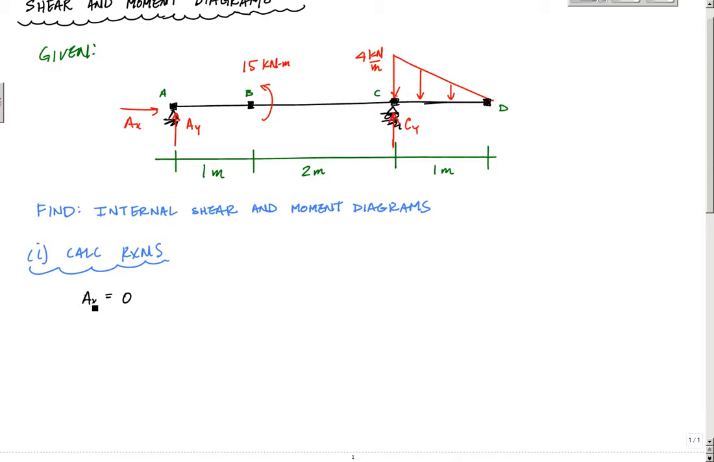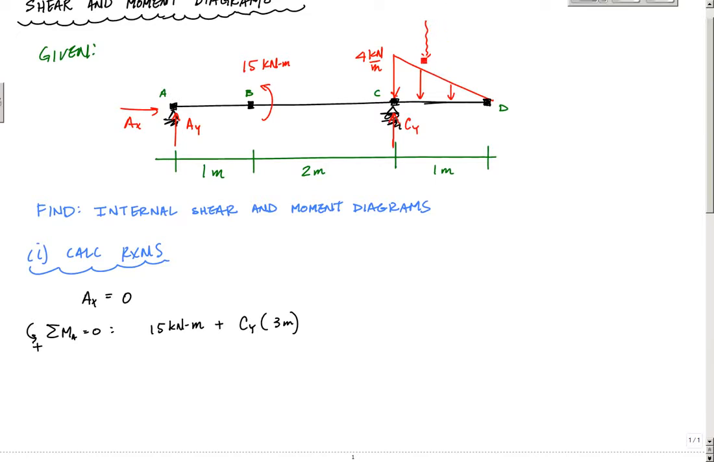To find the vertical reaction at C, or Cy, I'm going to take moments about point A equal to 0. The reason I take moments about point A is because it leaves me with one equation, one unknown. Here I have this 15 kilonewton meters plus Cy times 3 meters, and then this linearly distributed load, which is a triangle, has a resultant. The squiggly line is a resultant. It's not a replacement for the distributed load, but it shows where the resultant would act.